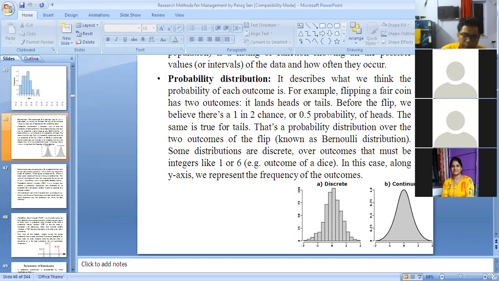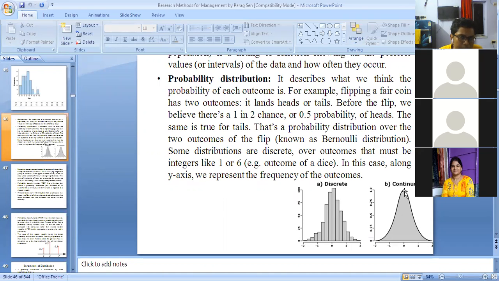Suppose, for example, you are asked, based on a continuous distribution, to find out the probability that a project will be finished by 45 days.